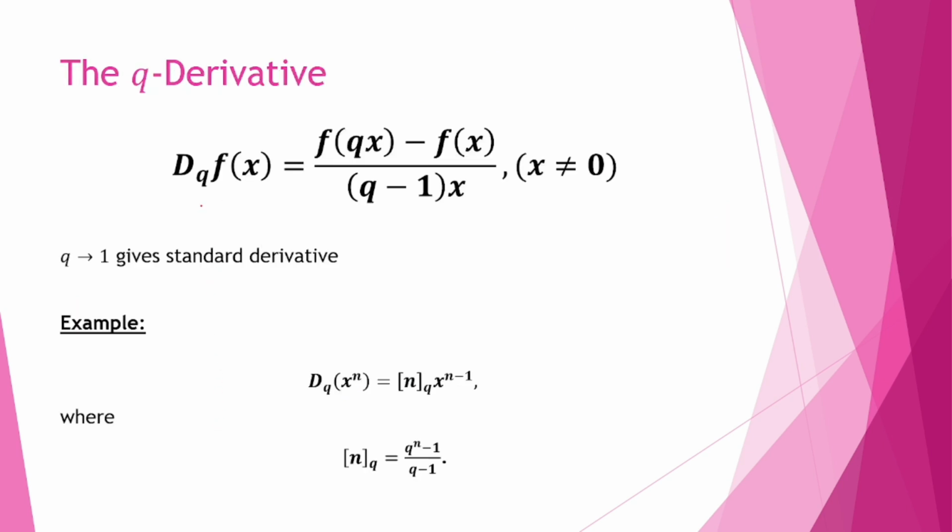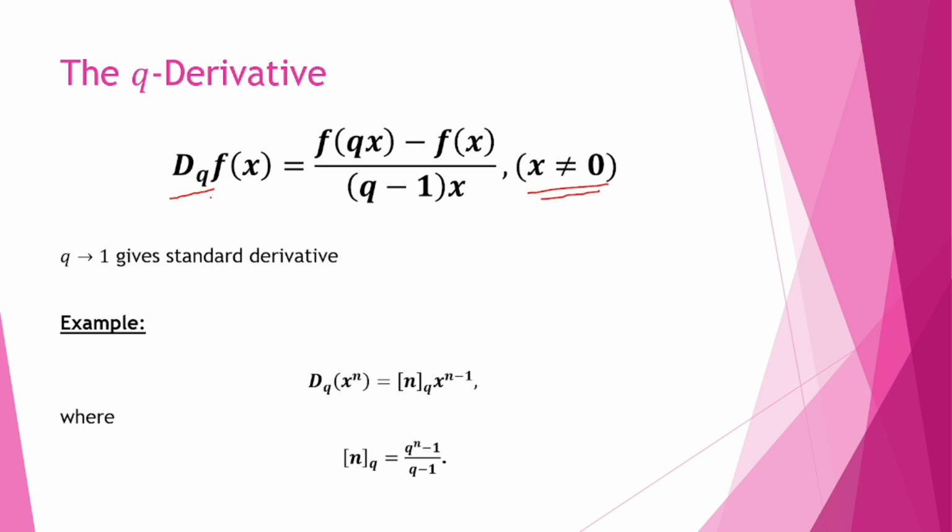Next we will see the mathematical definition of the Q derivative. We generally denote it by dq. So dq of f of x is nothing but f of qx minus f of x divided by q minus 1 into x. Here x does not equal 0, it is non-zero, otherwise it is undefined. Now you can see that if you take q tends to 1, it is nothing but the classical derivative of the function f of x.